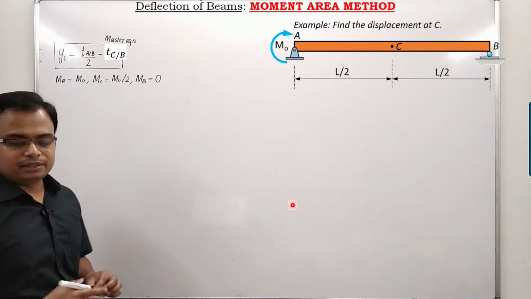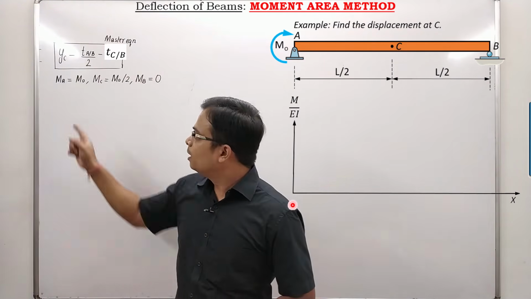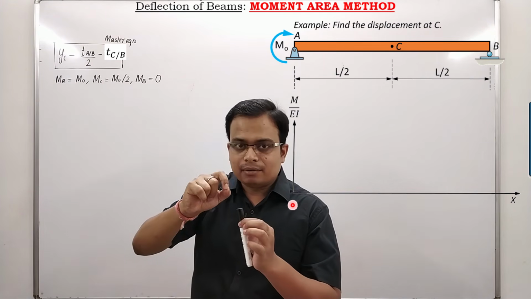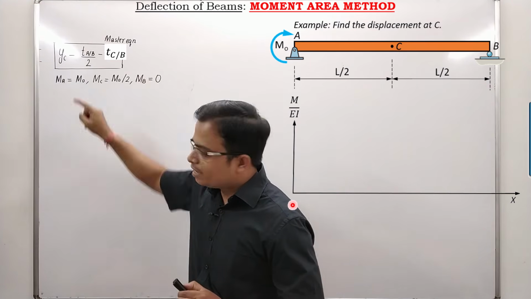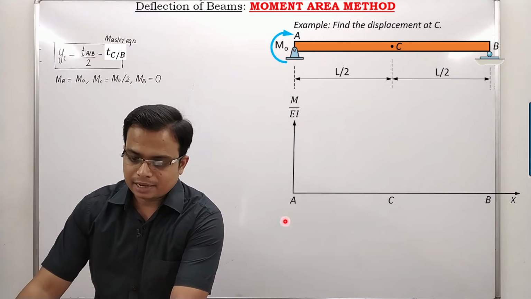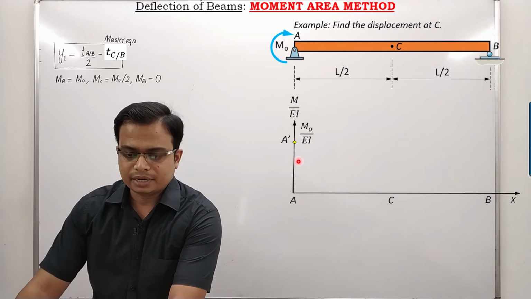What we need to do is make the corresponding M over EI diagram. That is the diagram, and just watch. At A, the bending moment is M naught. So this is the M over EI diagram. Divide by EI, M naught divided by EI. This is going to lie somewhere here. So that's A, that's C, and that's B, right? That's M naught over EI.